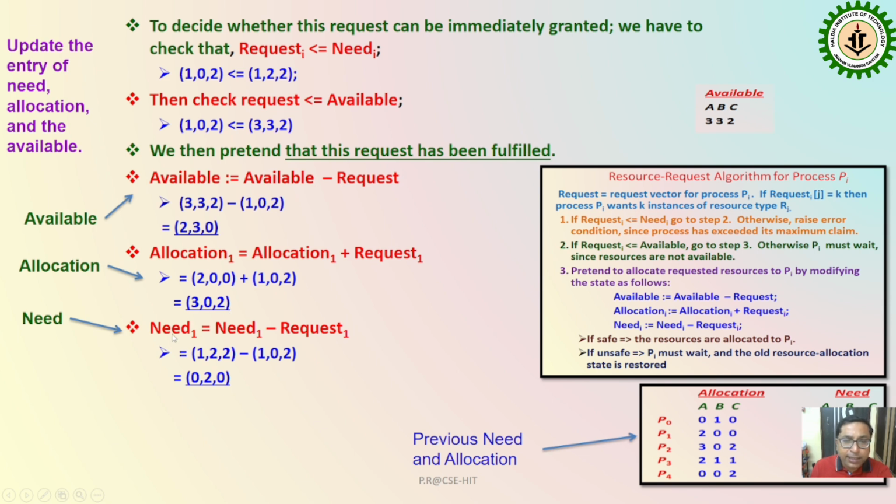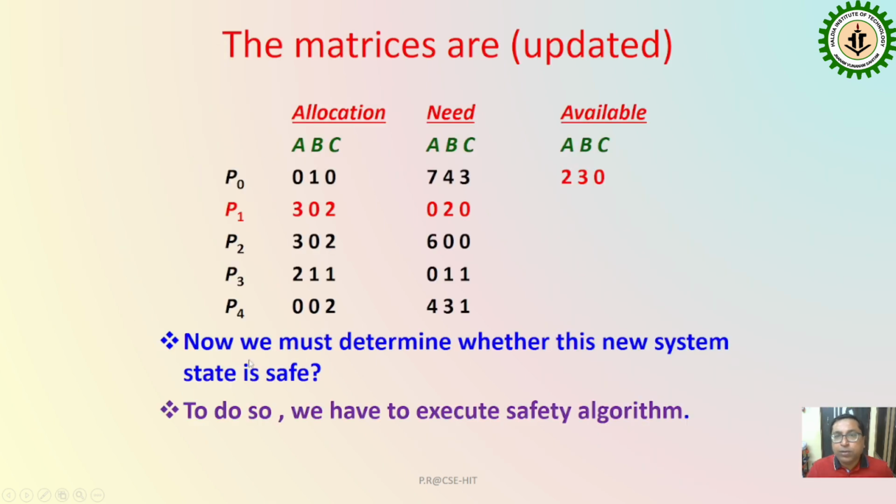Next, Need is equal to Need minus Request. What is the need? 122. Need is equal to Need minus Request, and the request is 102. So what is the new need? 020. So right now we have updated the tables. We have updated the Available, it is 230. We have updated the Allocation, it is 302. We have updated the Need, it is 020.